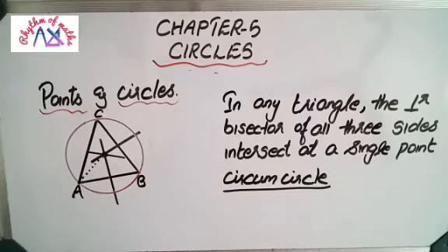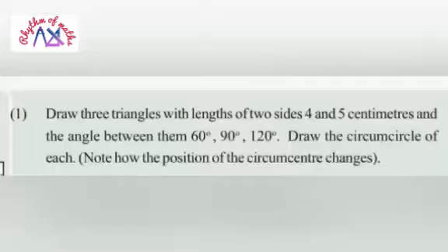Okay, so let's do the problem from the textbook. First question, only that is enough. So the question is, draw three triangles with the length of two sides 4 and 5 centimeters and the angle between them 60 degree, 90 degree and 120 degree. Draw the circumcircle of each. Note how the position of the circumcenters changes.